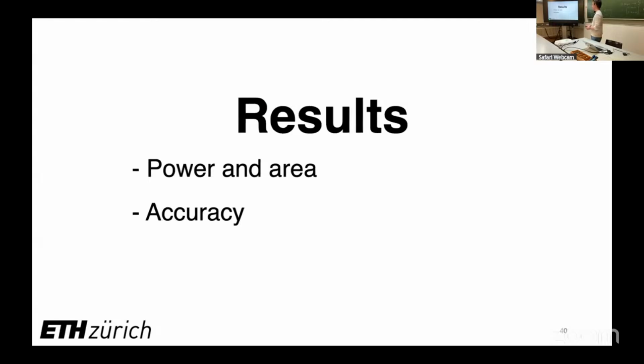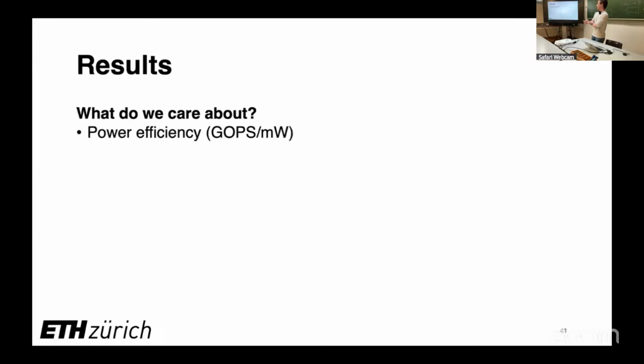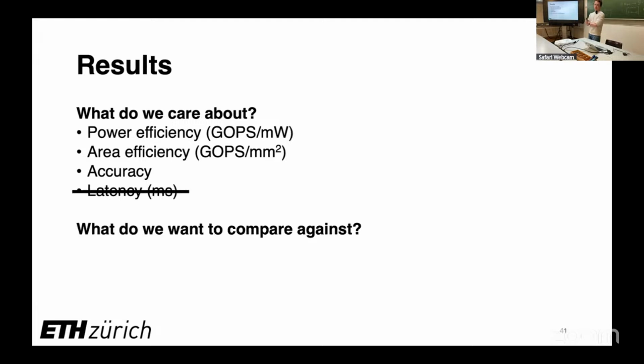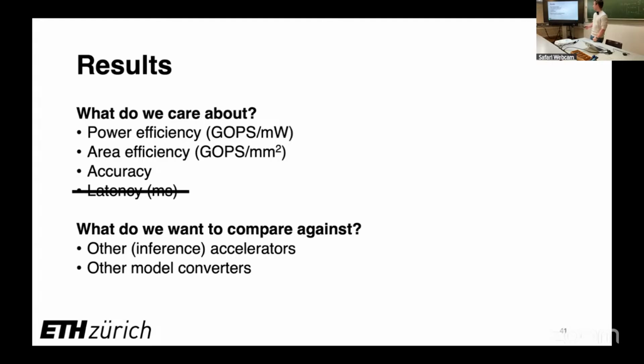Okay, so now for the results, we care about power and area efficiency and then accuracy drop. So what do we care about? Power efficiency, like I said, area efficiency, accuracy, and we would care about latency, but this is not discussed in this paper. And what do we want to compare against? We want to compare against previous accelerators that are more traditional, that perform an actual matrix multiply. We want to compare with other model converters, and we want to compare with just a baseline traditional model.